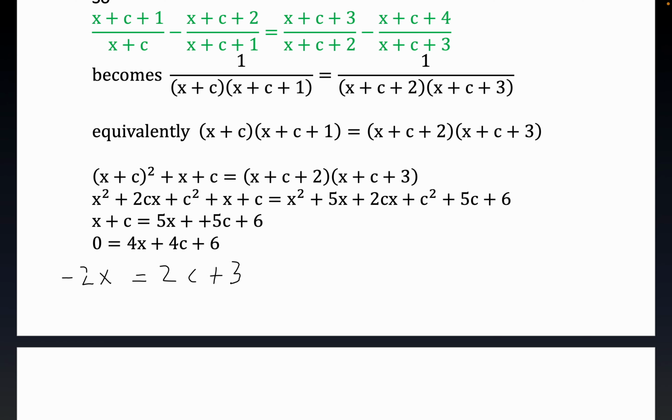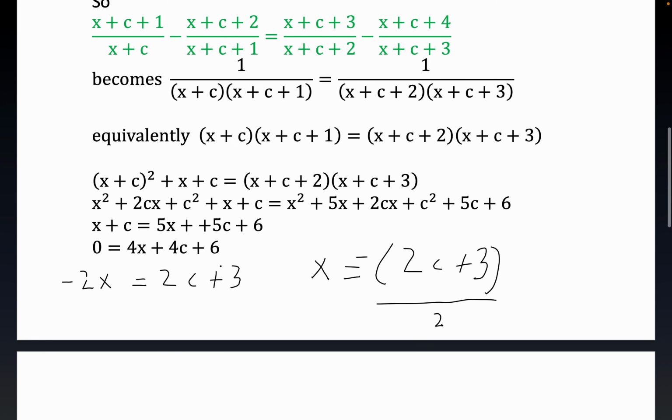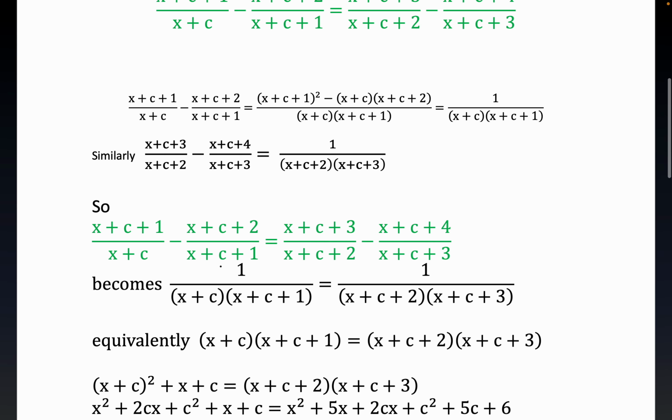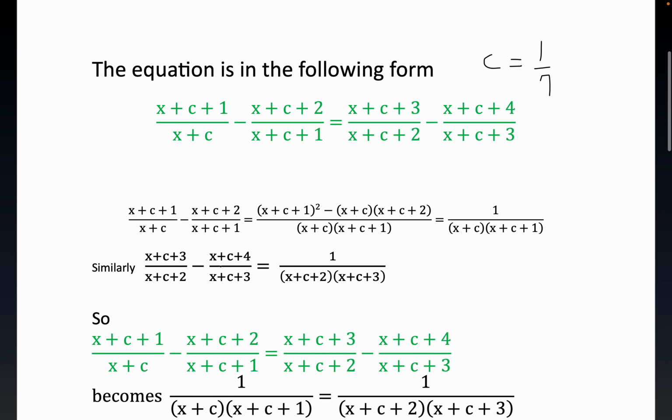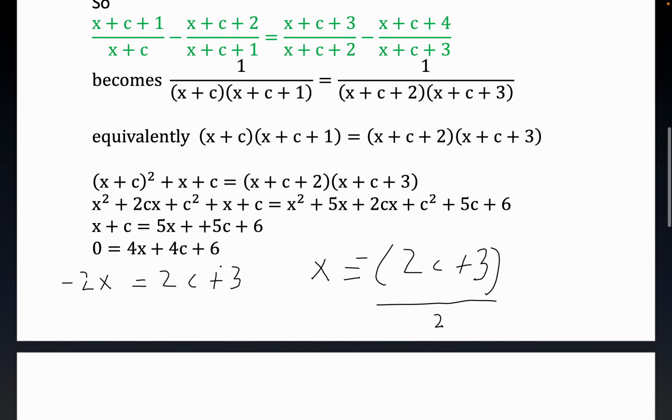And then if we want to solve this, we would get x is equal to the quantity 2c plus 3 divided by 2, with a minus sign right out front. So x is equal to minus (2c plus 3) over 2. So let's go back up and see what our c was. The c was 1/7.